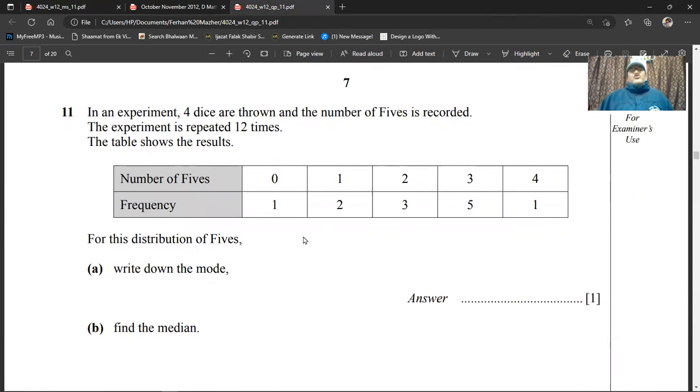So question number 11 is showing up on your screen. In an experiment, 4 dice are thrown and the number of fives is recorded. The experiment is repeated 12 times. The table shows the results. The number of fives: 0 came 1 time, 1 came 2 times, 2 came 3 times, 3 came 5 times, 4 came 1 time.